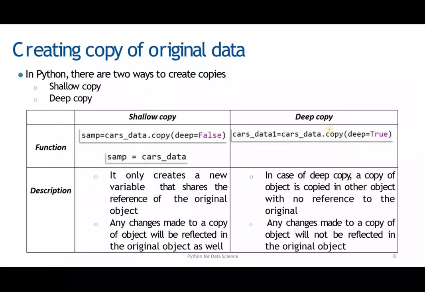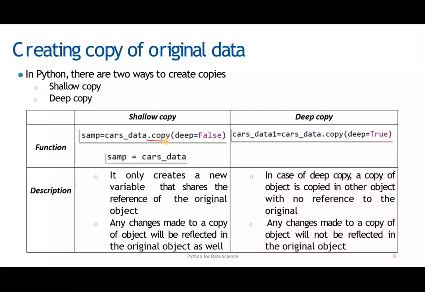In Python, we have two methods. One is the shallow copy and the second one is the deep copy. First, let us look at the shallow copy. The function row represents how to use a function and the description represents what that function means. In shallow copy, you can use the dot copy function, which can be accessed whenever you have a data frame. Since I have cars underscore data as a data frame, I can use dot copy.